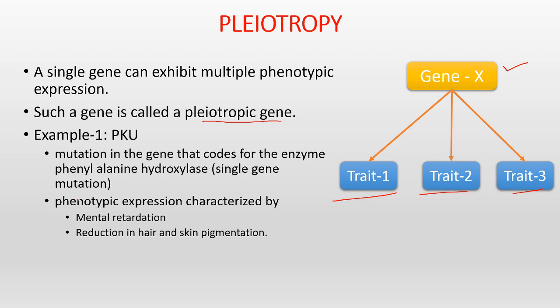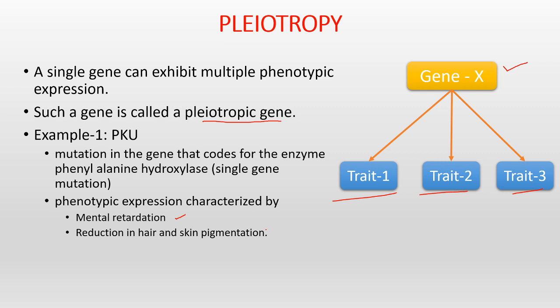So what are those? Mental retardation is one expression. The second one is reduction in the hair and skin pigmentation. So there is reduction in the hair and skin pigmentation as well as mental retardation, and both of these are two different phenotypic expressions, regulated by a single gene. We are seeing this because there is a mutation in a single gene, not two different genes. Ideally these are two different traits, so they should be regulated by two different genes, but no, here it is a single gene that regulates both of these, and that is pleiotropy, the pleiotropic gene.